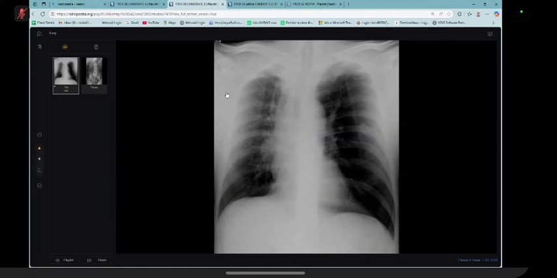There's subtle widening of the right paratracheal strip as well, prominence of the hilar, especially the right one. So, sir, I would like to do the CT for this patient. So what is your further diagnosis? Okay, which CT?